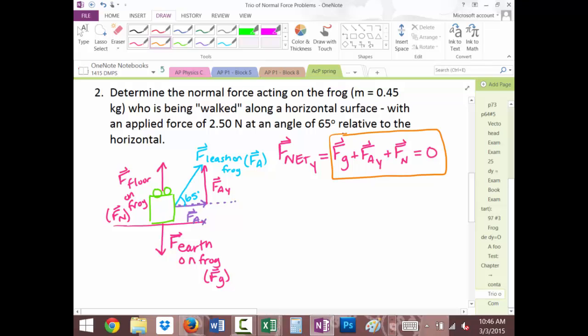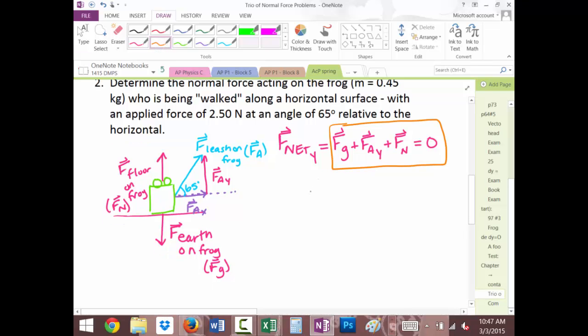I'm going to go one step at a time and say, where are they pointing? Are they going up or down? Fg, is it going up or down? Use your thumb to show me. Fg is going down. It's going to be negative, right? So I'm going to say negative Fg.